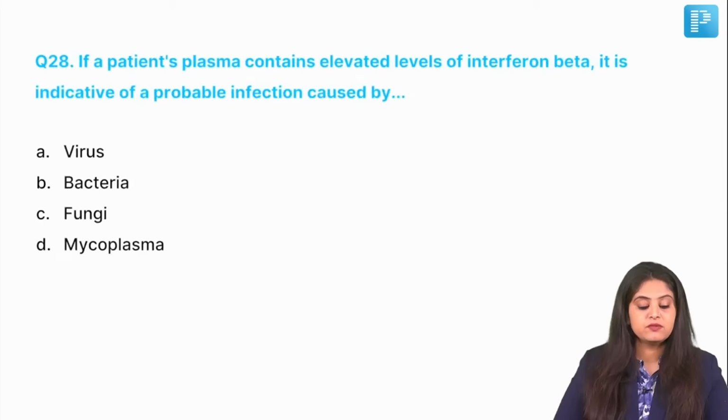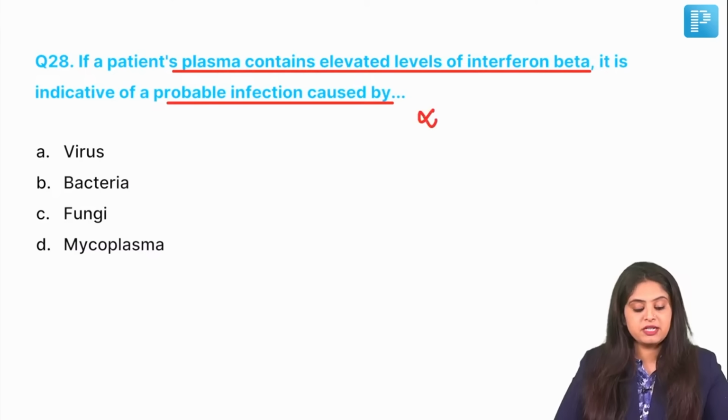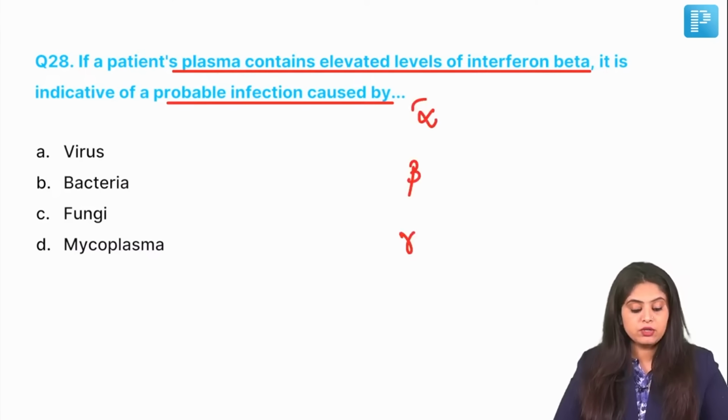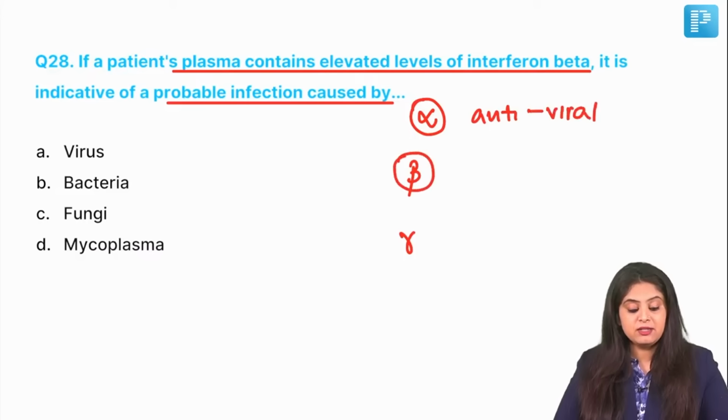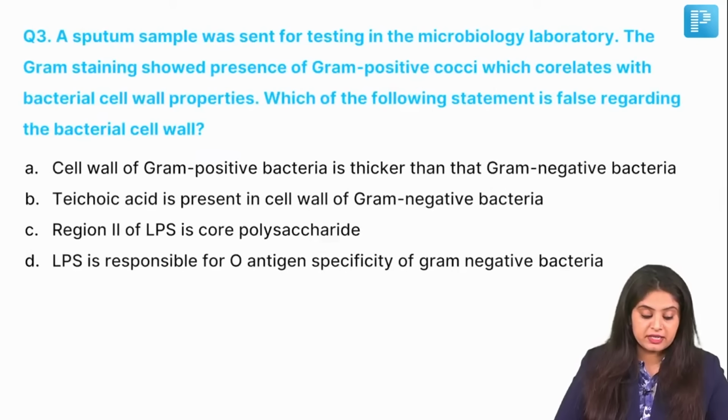Then I had another question which was again from your path TND only. If a patient's plasma contains elevated levels of interferon beta, what is it probably an indication of? Which infection? We had studied alpha, beta, gamma, in which I taught you that mainly interferon alpha carries antiviral properties. But did I tell you that sometimes interferon beta can also carry them? This is specifically a line I added, that alpha is antiviral, but beta can also have antiviral properties. So if interferon beta is elevated, it is a viral infection. This was also to test your knowledge. Okay. Now let's move on to the next question over here.